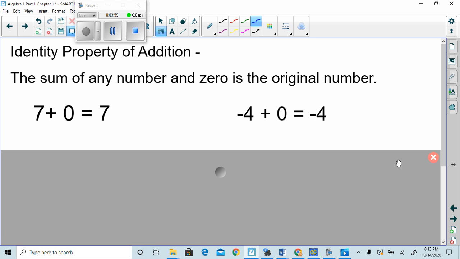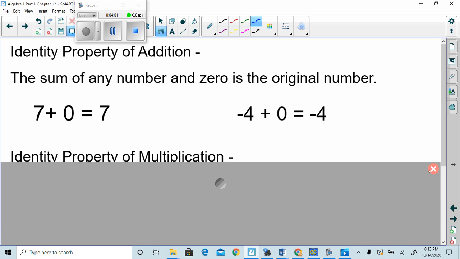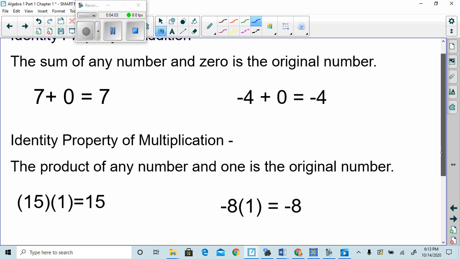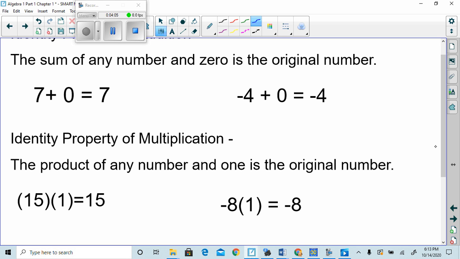We have also an identity property of multiplication. And in this one, it states that the product of any number and 1 is that original number. I take any number, let's suppose it's 15, multiply it by 1, and I still have 15. It doesn't change its identity. Negative 8 times 1, still negative 8.